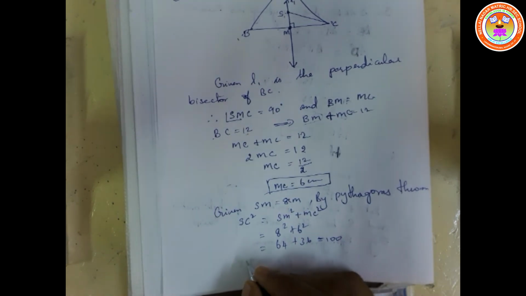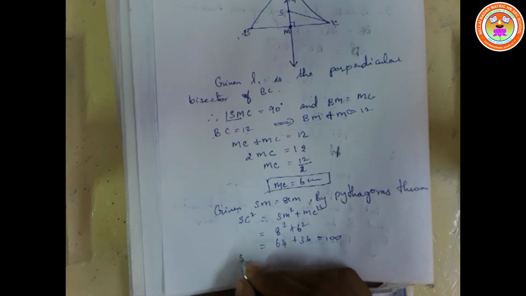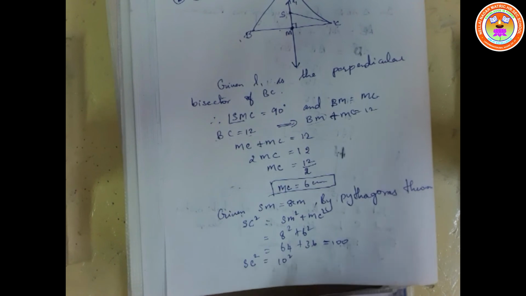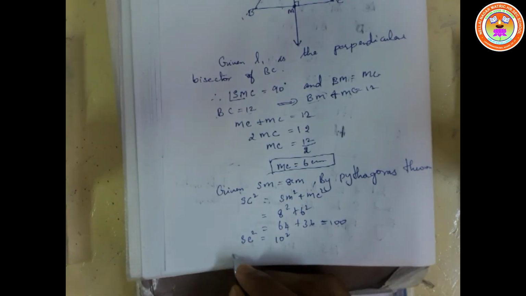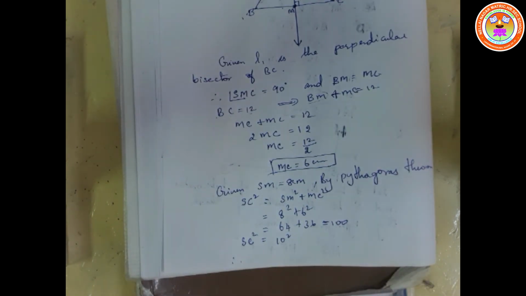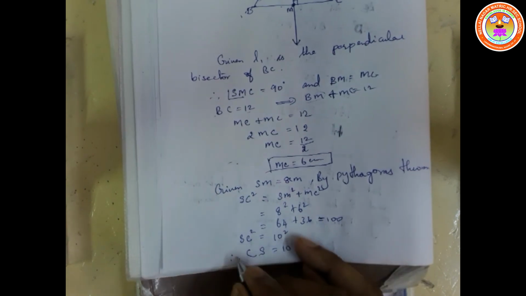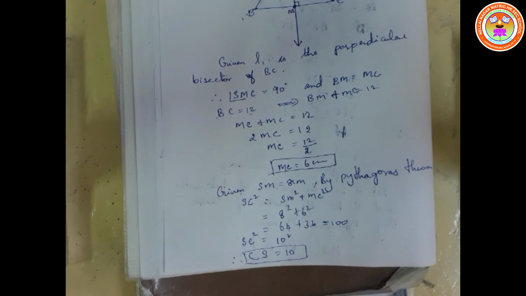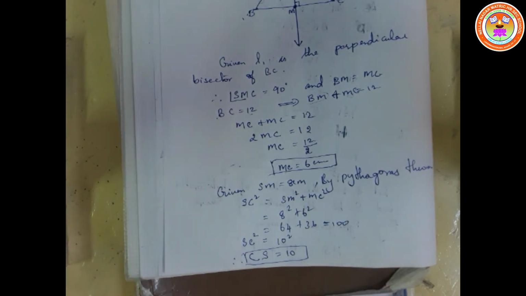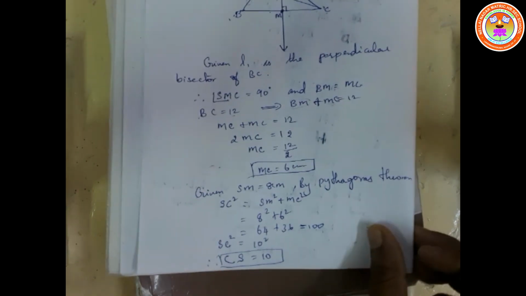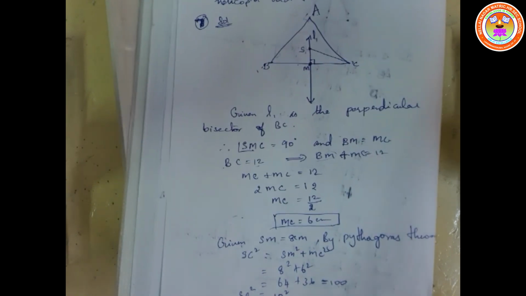So therefore SC square is equal to 10 square. 100 is 10 square. They asked for CS. So CS is equal to 10. SC is equal to CS only. So we write CS is equal to 10 centimeter. Are you able to understand? I will show it fully. So like this only we have to write.